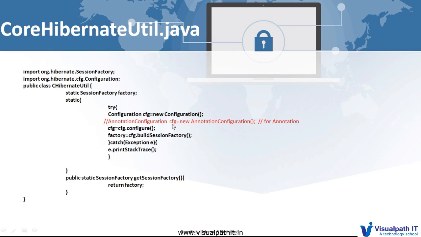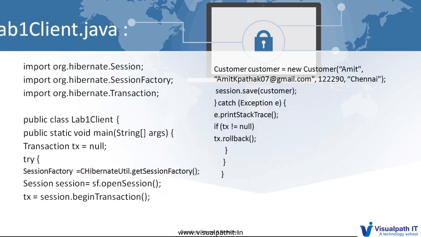Annotation configuration, some object name equal to new annotation configuration. So we will change that to annotation configuration. In this code, that is the only one change in the core and in annotation. We have to move from configuration to annotation configuration. We have to instantiate the configuration class if we want to use Hibernate core up to 3.2 or less version, or we have to instantiate annotation configuration if we want to use the annotation version or any 3.2 to latest version. So this is the thing here.